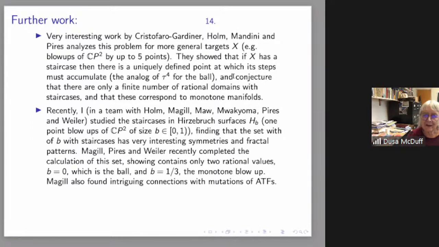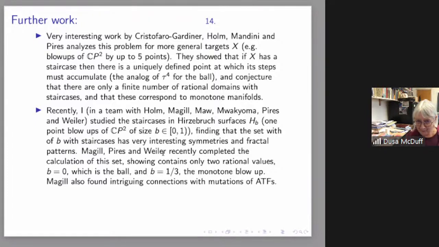And so with a whole lot of people, Tara Holm, Nikki McGill, Emily Moore, Grace Moore-Comber, Anna-Rita Pires, and Morgan Weiler, we were studying Hirzebruch staircases in Hirzebruch surfaces HB. So that's the 1-point blow up of CP2, where you blow up size B. So it's like the polydisc setup, but slightly easier, I think. And we find that the set of B which do have staircases has very interesting symmetries and fractal patterns. So there's lots of very interesting numerics coming from this.